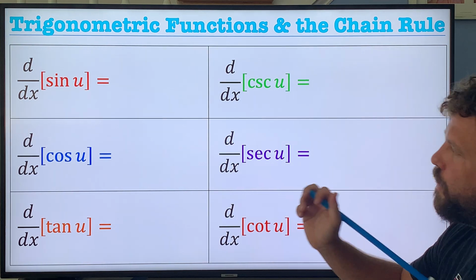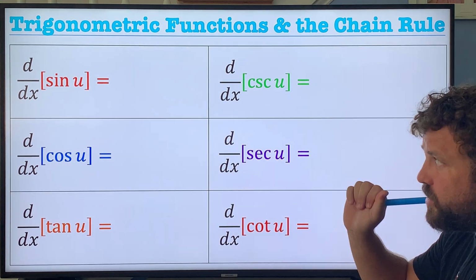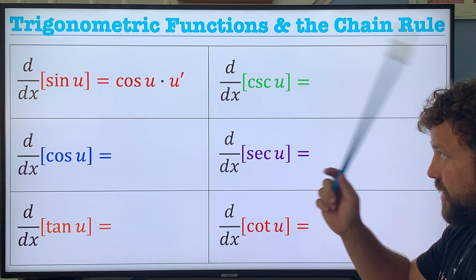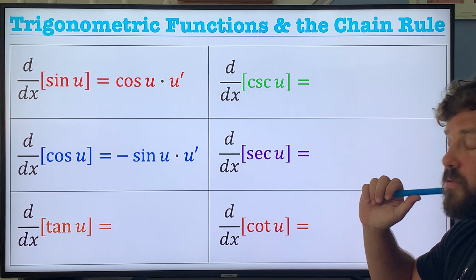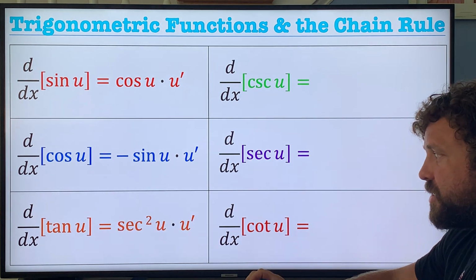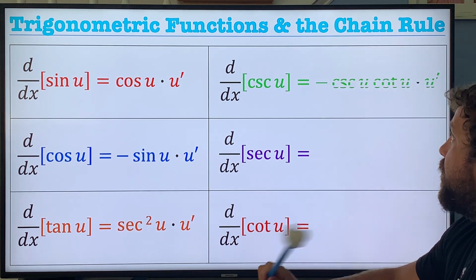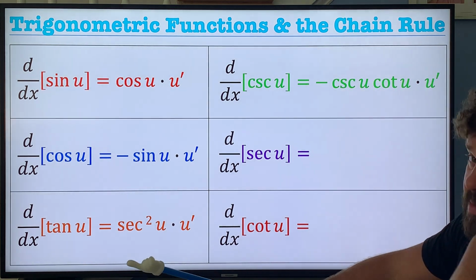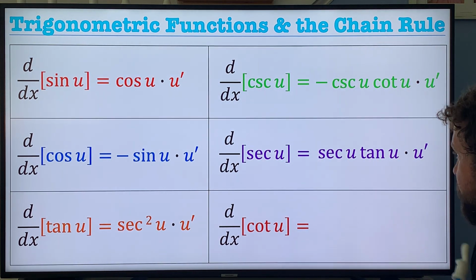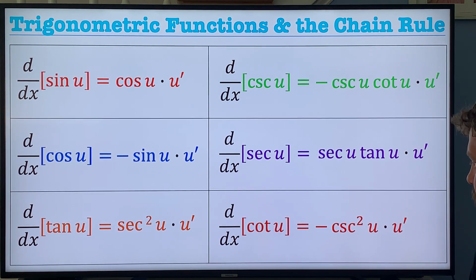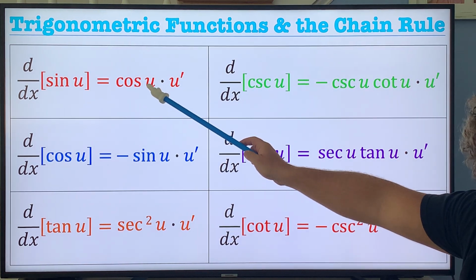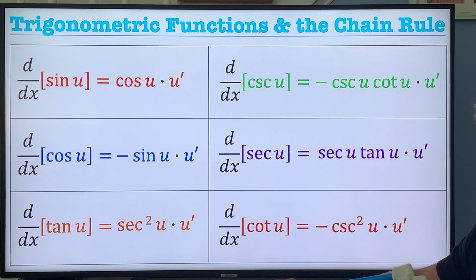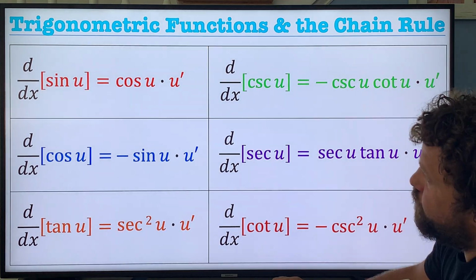So first thing, how do the trig functions work with the chain rule? Derivative of sine u is cosine u times u prime. Derivative of cosine u is negative sine u times u prime. Secant squared u times u prime. Negative cosecant cotangent times u prime. Secant tangent times u prime. Negative cosecant squared u times u prime. So it's the same concept as before. The only difference is when you find it, whatever is inside the trig function stays there, and you multiply it by the derivative of that thing that's inside the trig function.